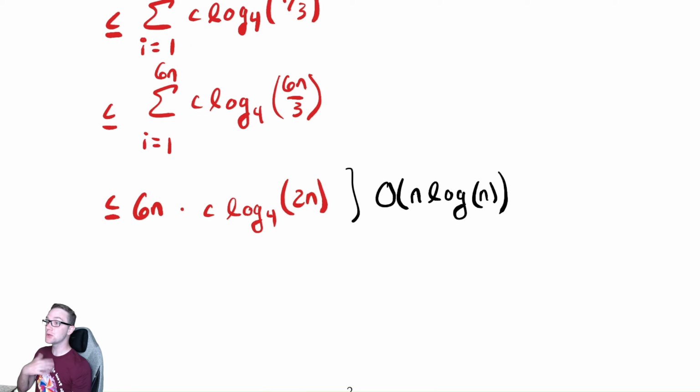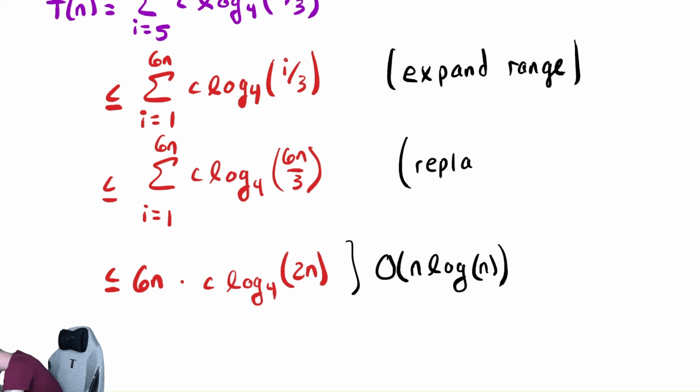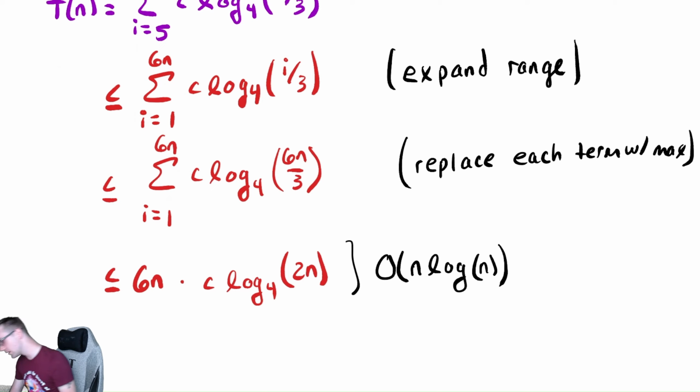And now let's really quickly just explain what the other steps were. The first one was expand the range, or increase range. And then we also replaced each term with the max. Replace each term with the max. So the exact same process we used before.